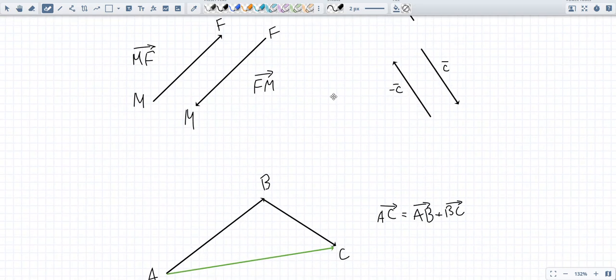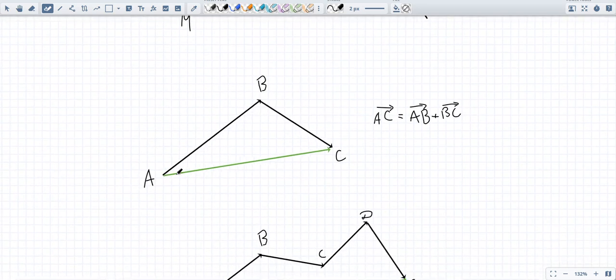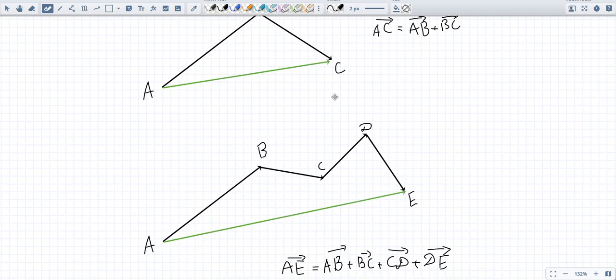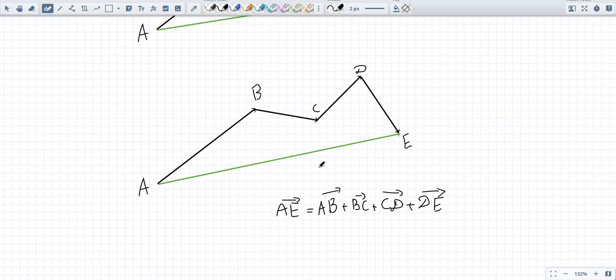To add vectors, we use the triangle law. For example, to add vectors AB and BC, you place them tip to tail, resulting in AC. This method also works for more than two vectors. For example, AB, BC, CD, DE, and the resultant vector AE.